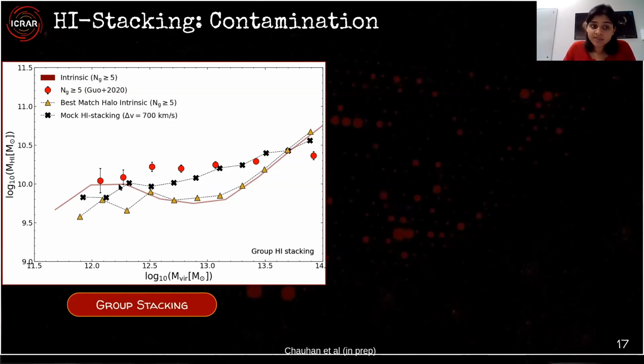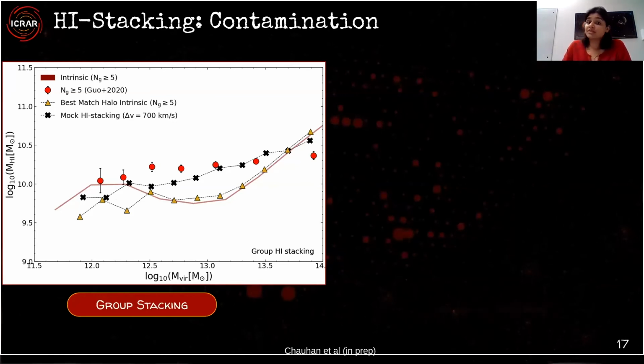What comes up is that when we're doing group stacking, we find that from 10 to the 12-ish, contamination plays a bigger role, because the total HI mass for those best match halos is, for example at 12.5, lower than what is being measured when we do it in a stacking kind of way.